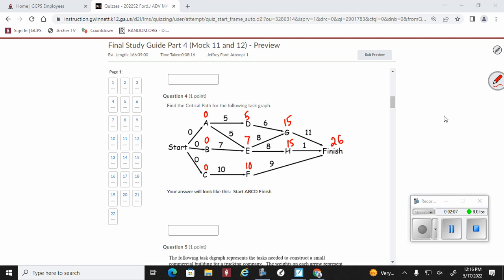Now, doing the critical path, the way I taught it was going from left to right, but I like to go right to left because it just makes life a little easier. So very simply, I'm at 26, I've got to get back to start. All I'm going to do is add what two numbers gave me 26. 15 and 11 gave me 26. Now I'm at 15. What two numbers gave me 15? That would be 7 and 8. What gave me 7? That'd be this, and then back to 0. So it would be start, B, E, G, finish.